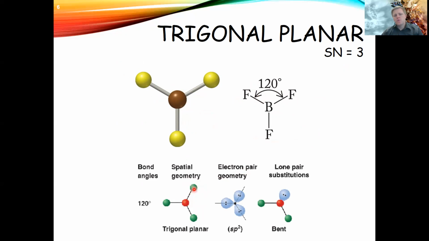But if you replace one of those atoms with a lone pair, the electron geometry will still be trigonal planar, but now the molecular geometry we're going to say is bent. So when we're talking about the atoms relative to each other, they have this bent structure. Okay, so make sure you can tell what this molecule's electron geometry and molecular geometry are.